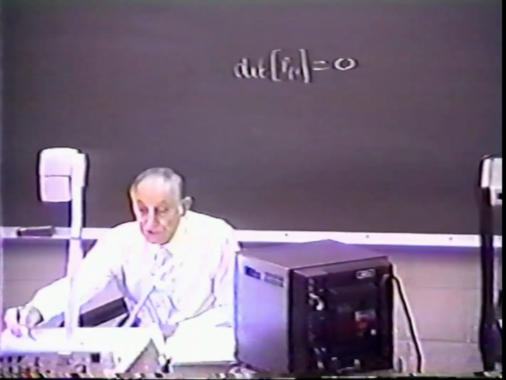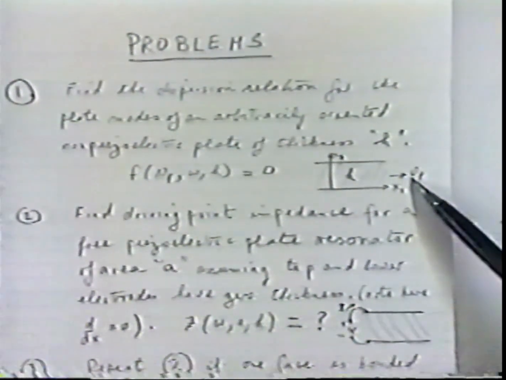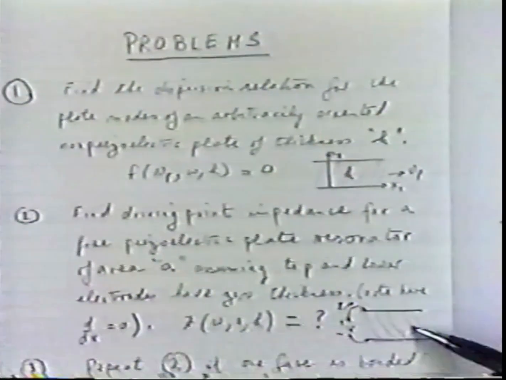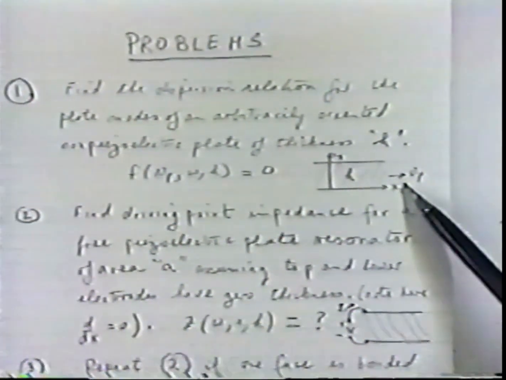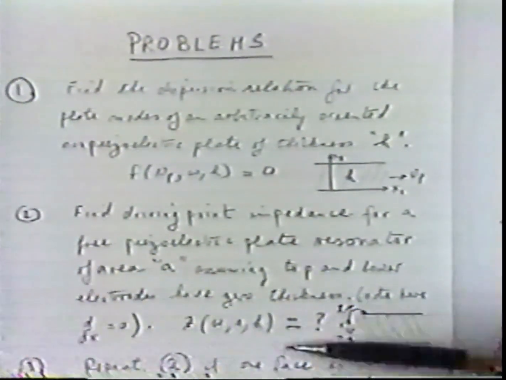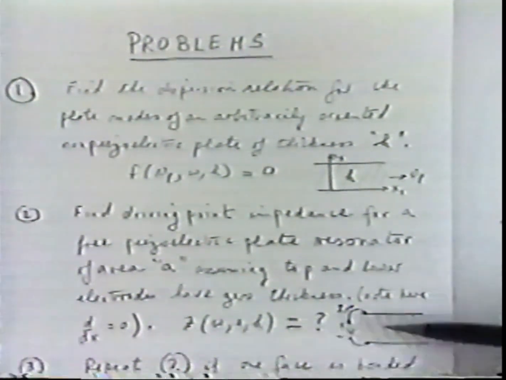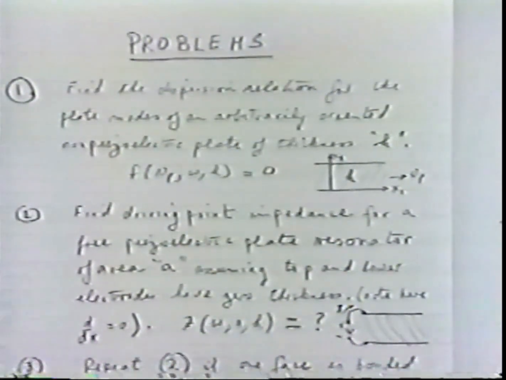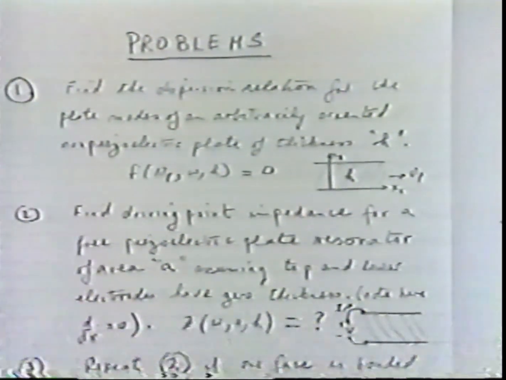The difference between the plate problem and the propagating plate mode and this one is there's nothing propagating parallel. Everything is in the z direction. So in this problem, d by dx is 0.